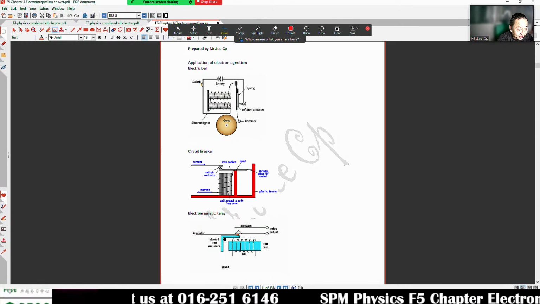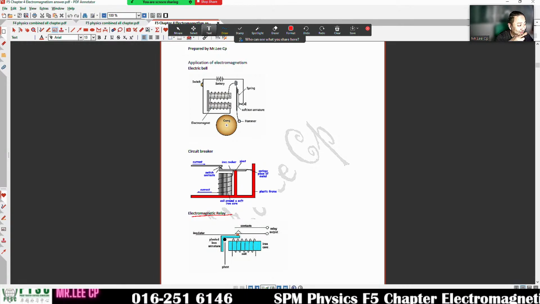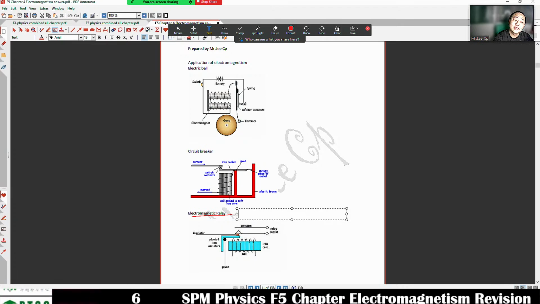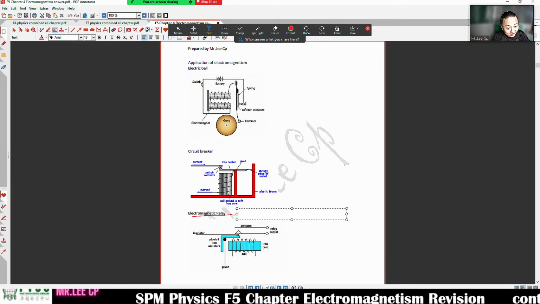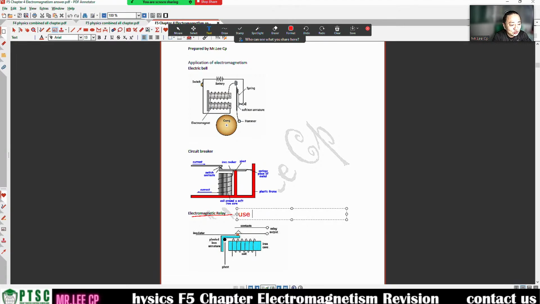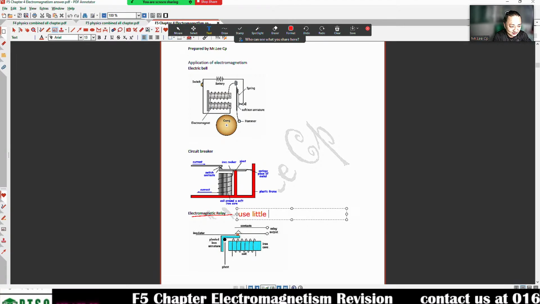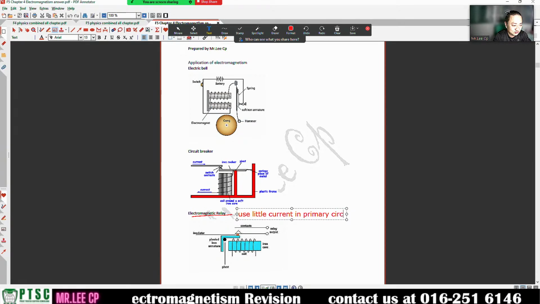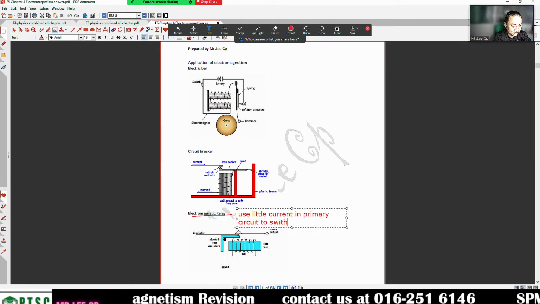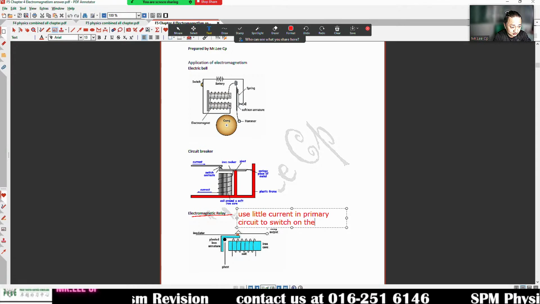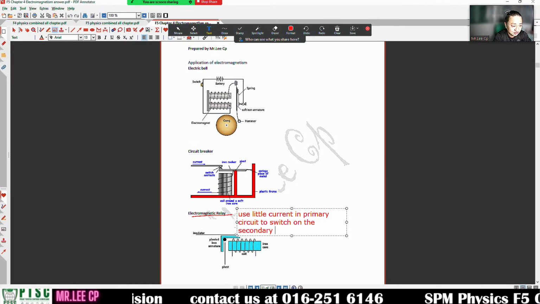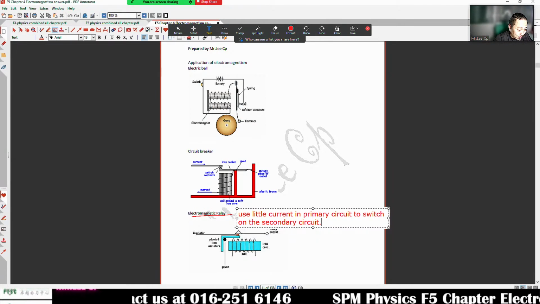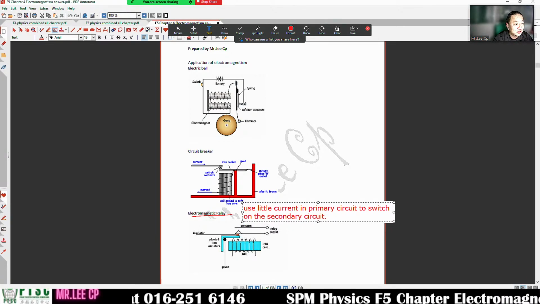So what is relay? The function of relay, you see the relay switch, in the next chapter, chapter 5, electronics. You use relay. The function first: use little current in the primary circuit to switch on the secondary circuit. This is a function. You use little current in the primary circuit to switch on the secondary circuit, right?